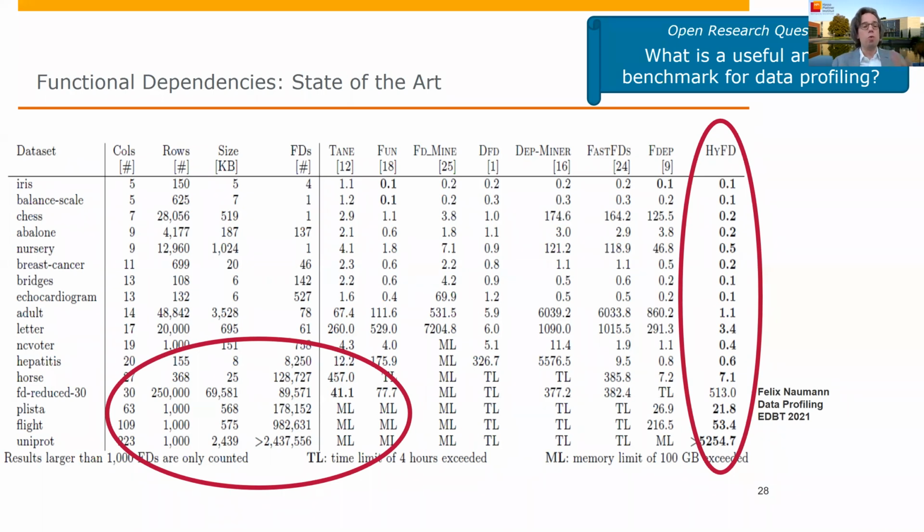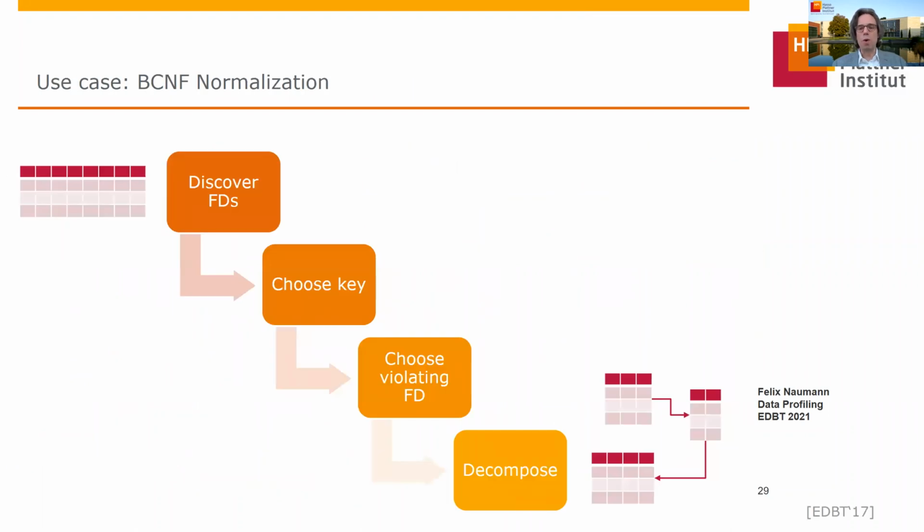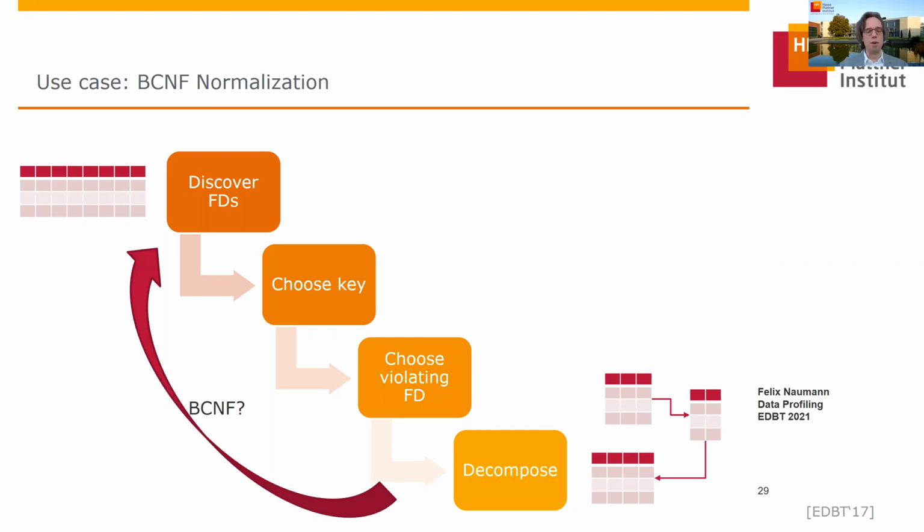Okay, so what can I do once I've discovered these functional dependencies? One quick thing that we've done, if you ask any database student, what do I do with functional dependencies? Of course, it's normalization, right? In a sense, it sounds in our database classes like that's exactly why we're introducing functional dependencies, to show you what BCNF is, right? And actually, we can automate this a little bit. So given a data set, we discover all functional dependencies, we choose a key using some heuristics, we choose violating functional dependencies using some heuristics, and then we decompose with that violating functional dependency. And then we do this over and over until we're satisfied that all the decomposed tables are in BCNF, right? So it's a quite obvious approach.